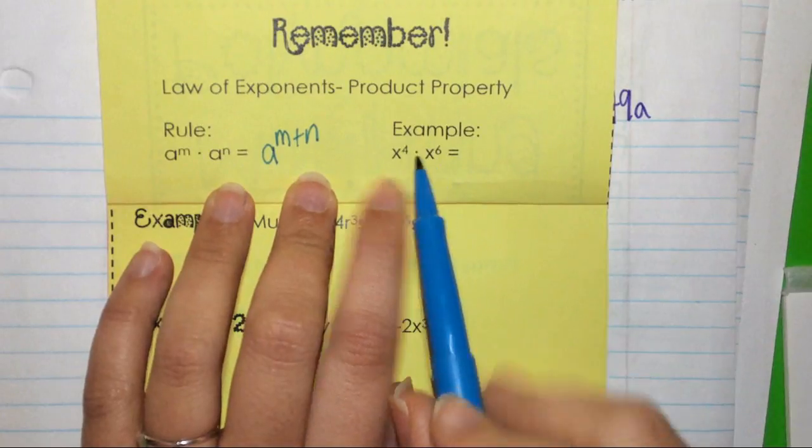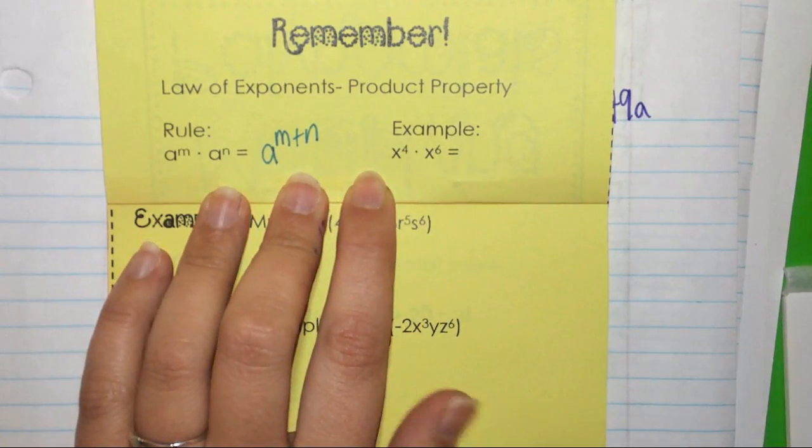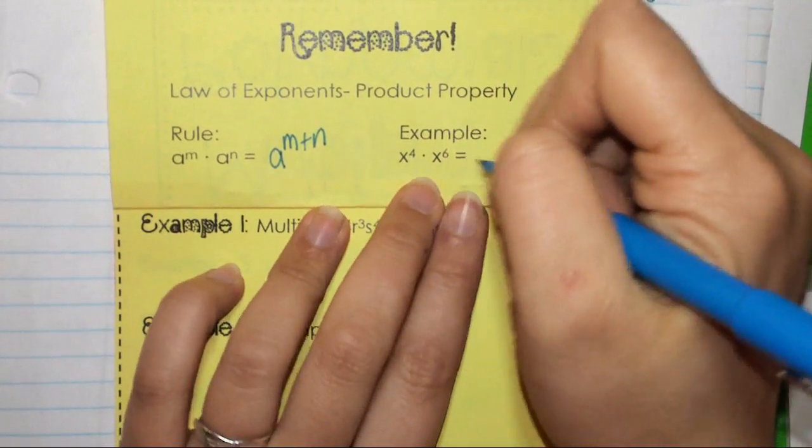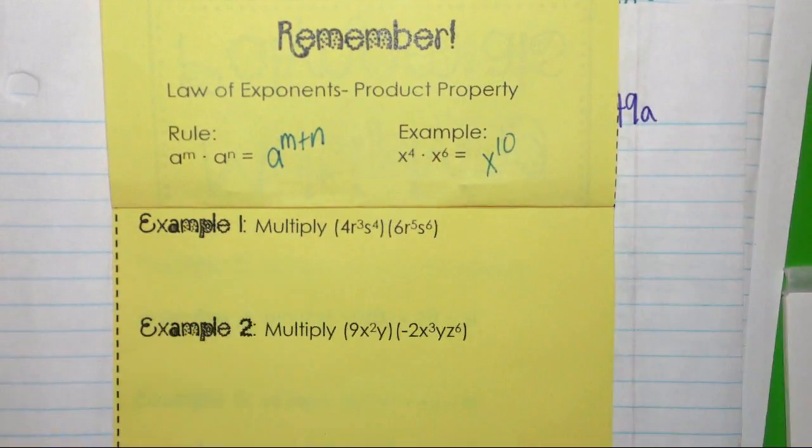Alright, so over here, are we going to multiply the 4 and 6 or add the 4 and 6? What's 4 plus 6? Take a point, everybody. Good job. Now, how do we say that? Do we say x10 or x to the 10th power? Fantastic. Take a point.